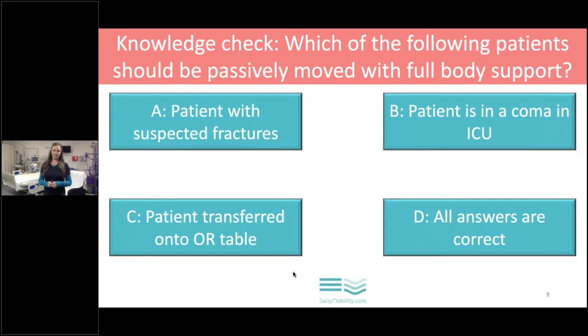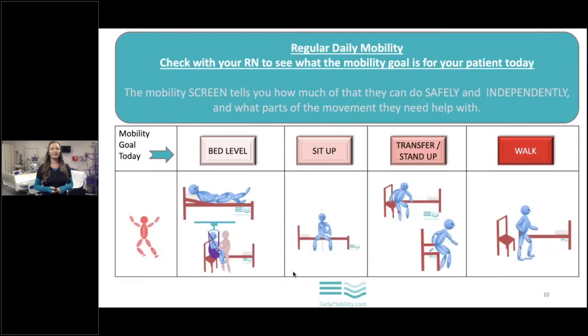So let's go to a knowledge check. Which of the following patients should be passively moved with full body support? Is it A, patients with suspected fractures? Is it B, a patient who's in a coma or fully sedated in the ICU? Is it C, a patient transferred onto the operating room table? Or is it D, all answers are correct? Hopefully all of you have answered D, that all of these are examples of passive movement.